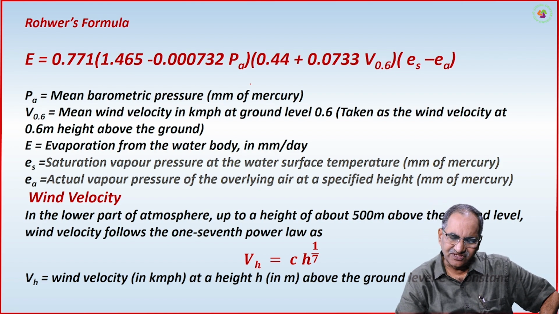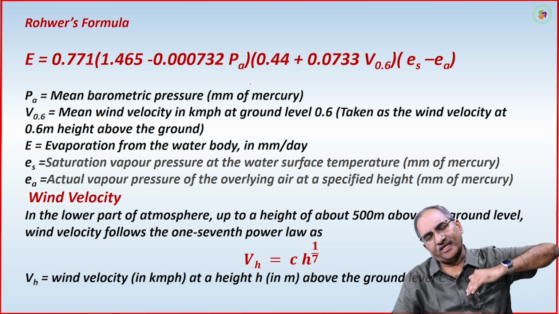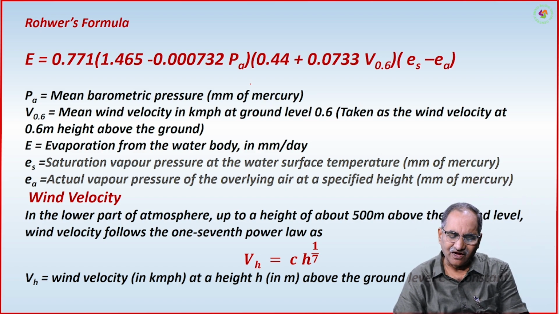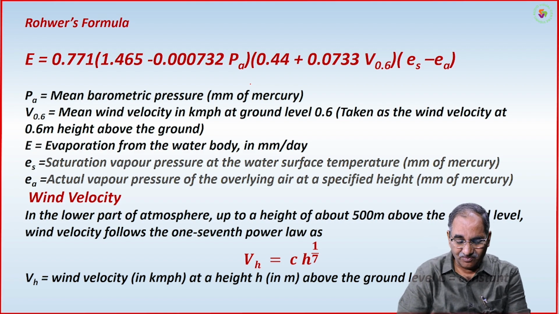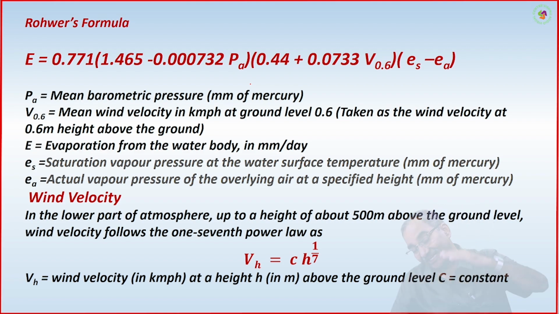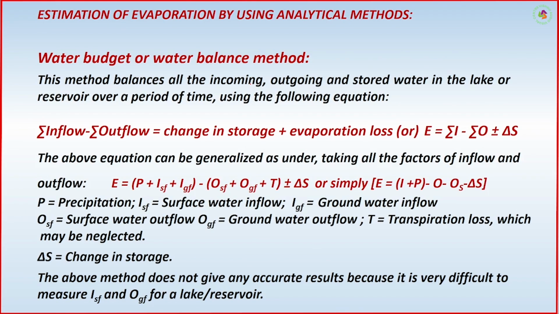The wind velocity is given up to 500 meters above the ground level. It is always given by the 1/7 power law. So it is C into H to the power of 1 by 7, where C is a constant and H is the height above the ground level. Based on that, VH can be obtained and substituted in the equation. So this is another formula which we call Rover's formula.